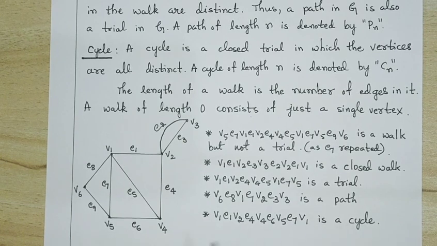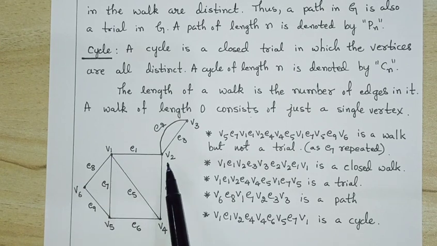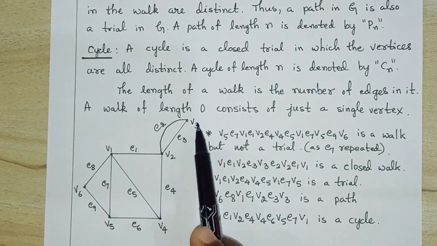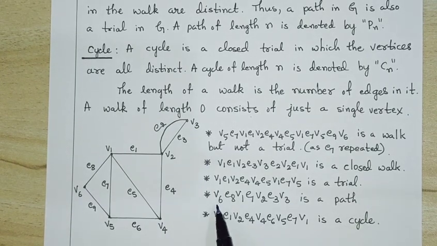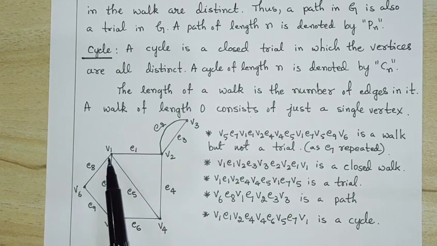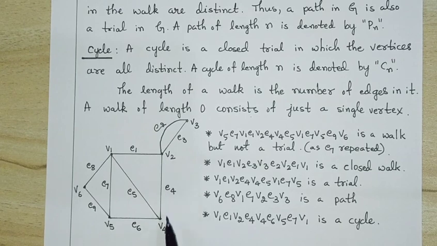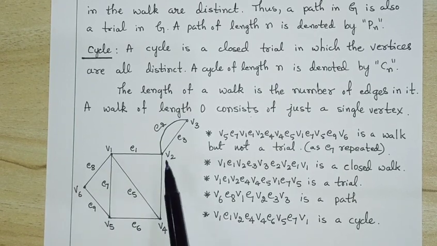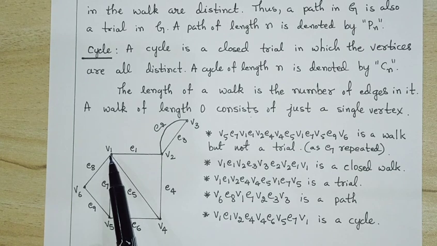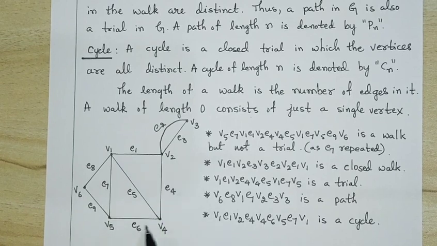Let me give an example for a path. So V6, E8, V1, E1, V2, and E3, V3. So this is a path. Look at this. All the vertices are distinct. And look at the cycle. So V1, E1, V2, and E4, V4, and E6, V5, and E7, V1. So this is what? This is a cycle. So it is a closed path. Okay, it is a closed path. Initial and terminus are the same, and all the vertices are distinct and all the edges are distinct. So that's why it's a cycle.